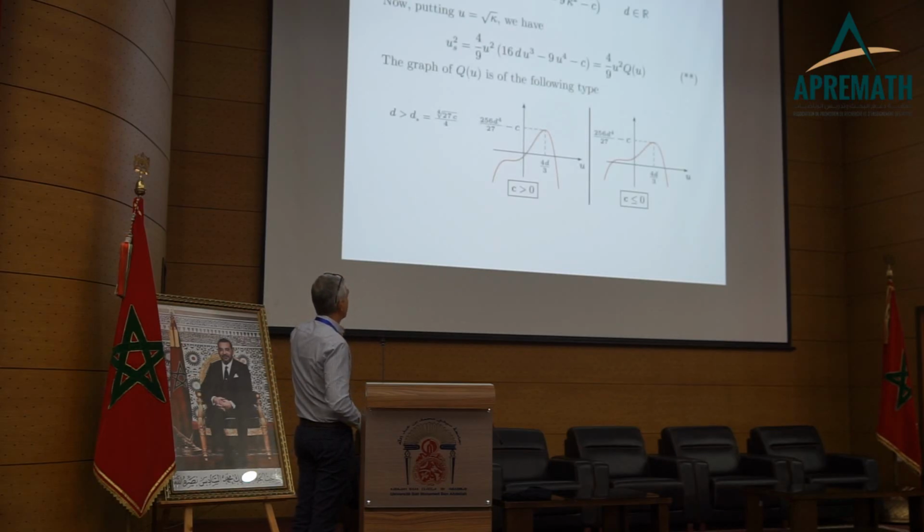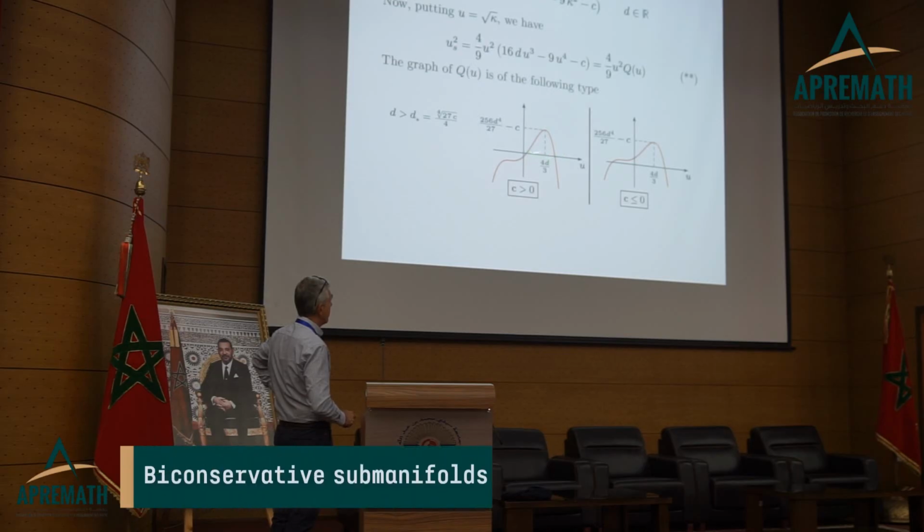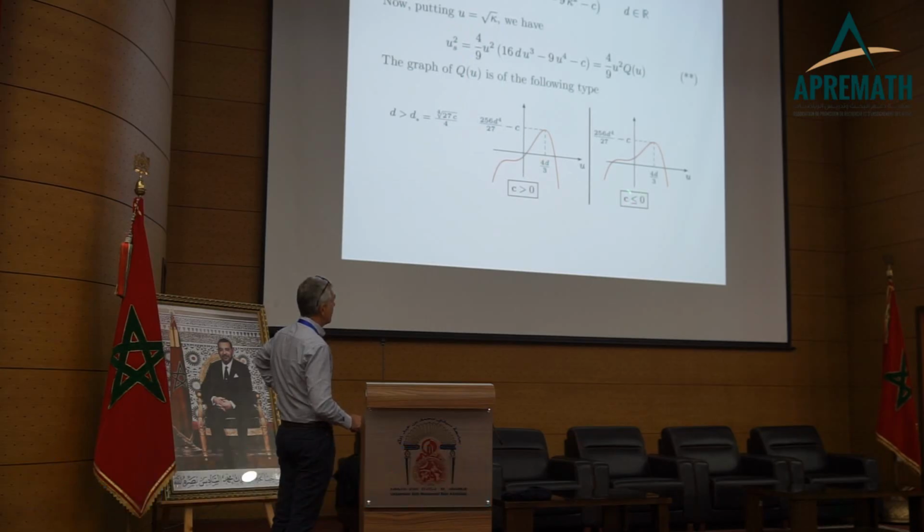Now I will go quickly. You can rewrite this in this way, and you can do an analysis of this function q. What is important about this function q, which is the prime integral of the condition on the curvature of the curve you're studying, is that when c is positive, the graph is of this type. You have 2 points, and you have a segment where u is positive. u must be positive because it's the square root of k, which is positive. But when c is less than or equal to 0, the graph is something like this.